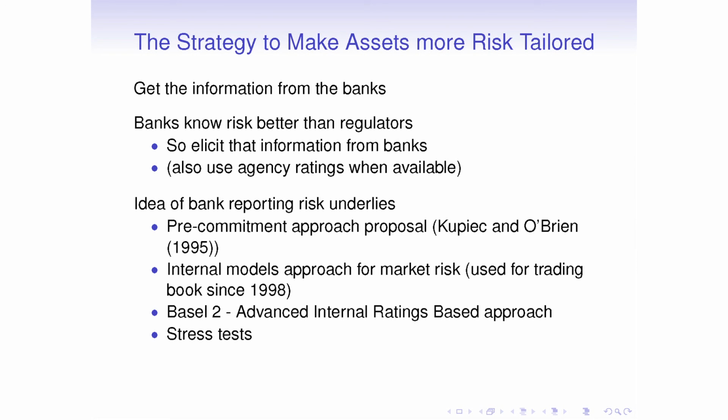And actually this idea of the bank reporting risk shows up in a variety of regulatory regimes. There was this proposal by Paul Kupiec and Jim O'Brien back in the mid-90s called the pre-commitment approach, and it had banks choosing their capital with some penalties if that capital got exceeded by losses. What's been in place for a while for just the trading book of these large banks is something called the internal models approach for market risk.